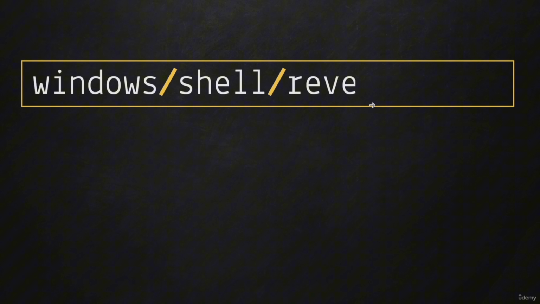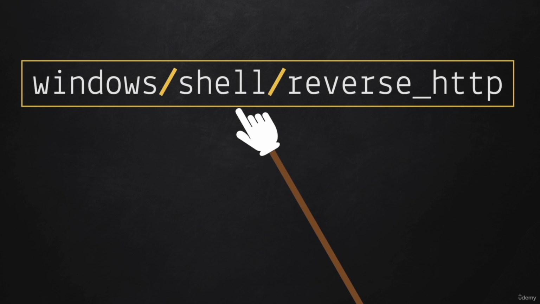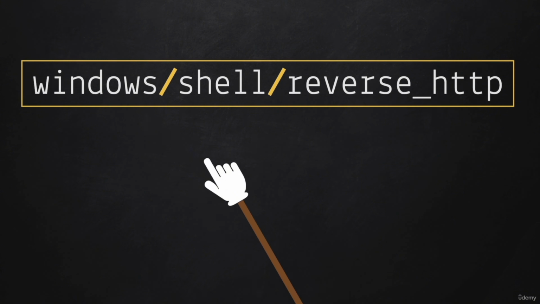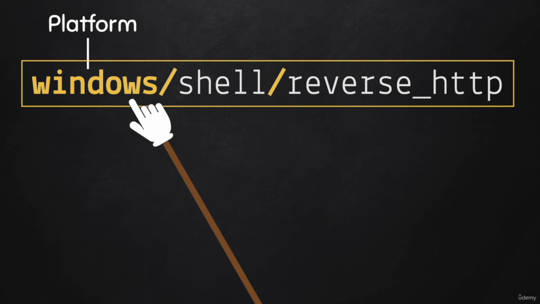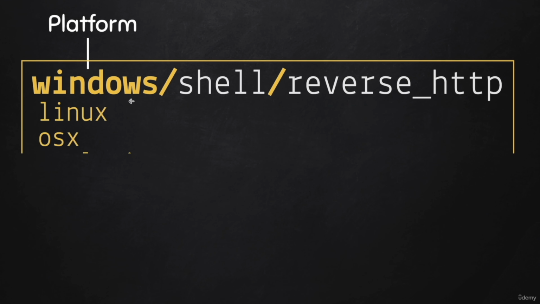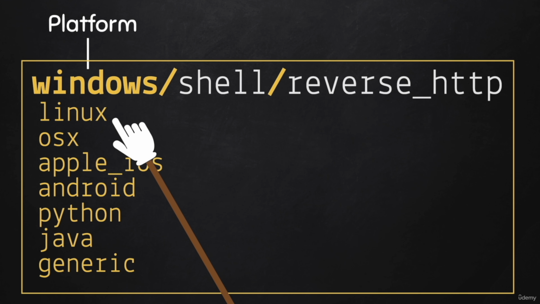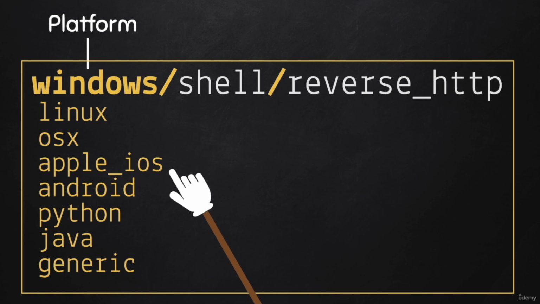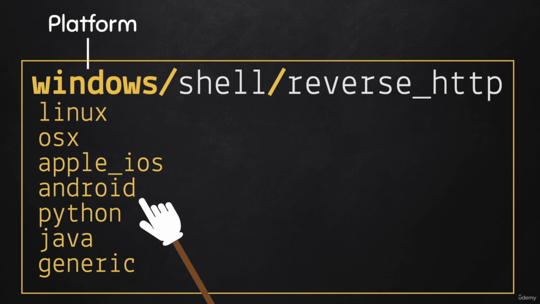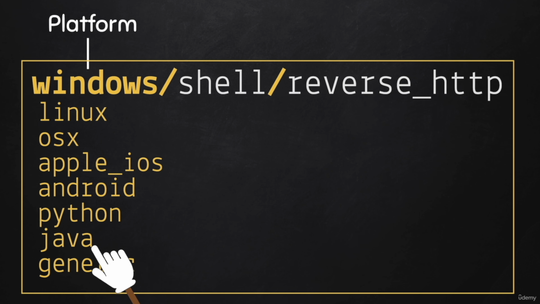So an example would be Windows shell reverse HTTP. And as I said, the first part in here is the platform. So this specific payload is designed to work on Windows computers. Now, MSF Venom, as you saw earlier, has so many different payloads. So you've got Linux payloads, OS X, Apple iOS for iPads and iPhones. You've got Android payloads. The platform can also be a programming language, such as Python or Java.